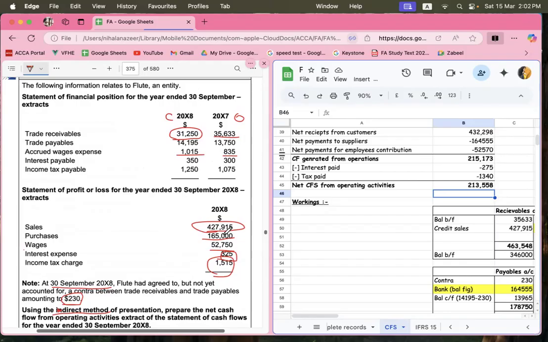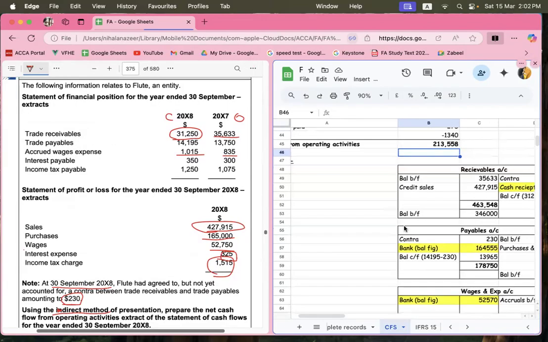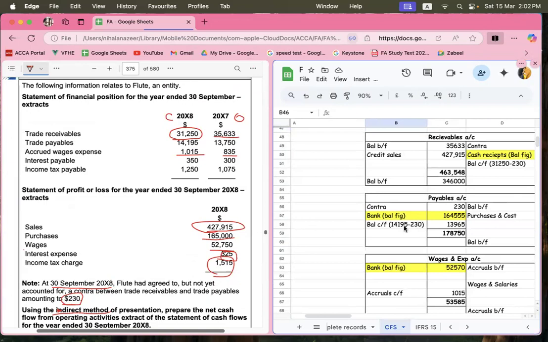So as soon as you view it like this, it becomes the direct method. That means all the payments and receipts you're taking from the ledger accounts itself. That is why you are preparing ledgers, right? For cash flows, it should always be a two-year period, because you're comparing the opening balance and the closing balance.